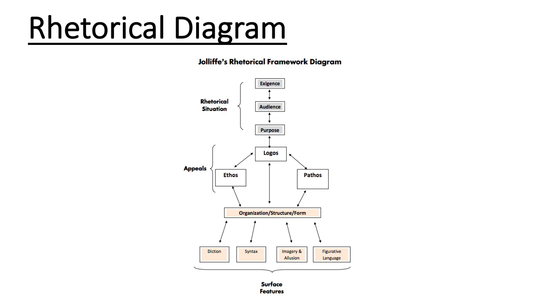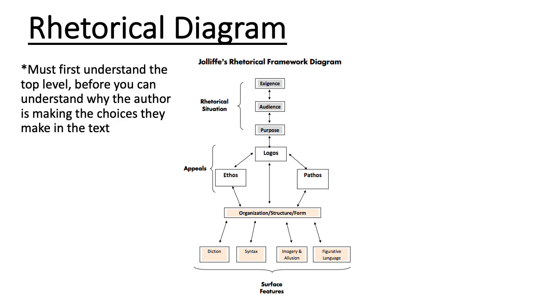But you have to make sure you're looking at those things first. And so, as a reminder, first thing, you must understand that top level before you can understand why the author is making the choices that they're making in the text. In this unit, I'm going to ask you why the author chose to use a metaphor versus something else. I'm going to ask you why they used the word ragged instead of tattered.